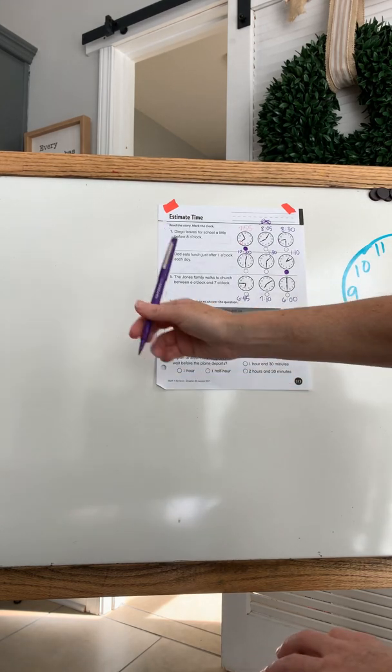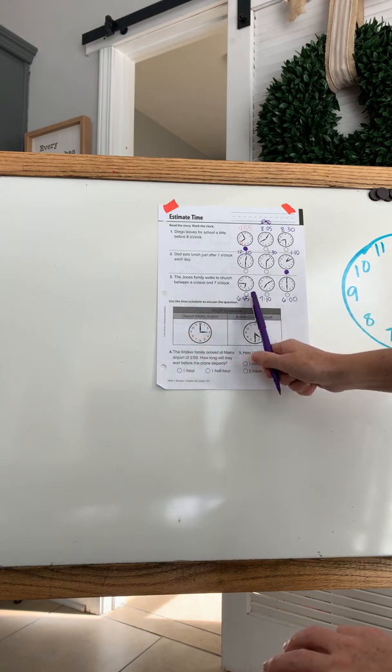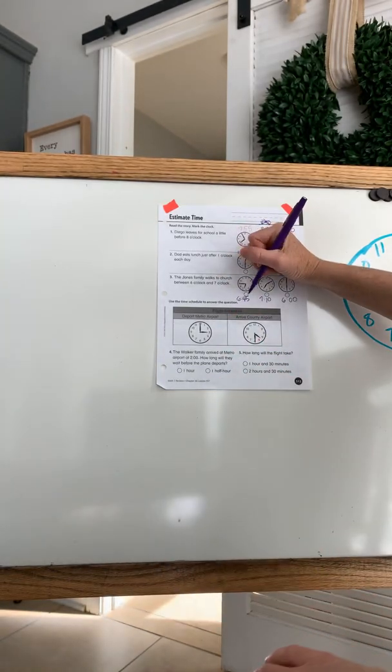Okay. Now our question says, the Jones family walks to church between 6 o'clock and 7 o'clock. There's only one of these times that falls between 6 and 7, and that would be 6:45.